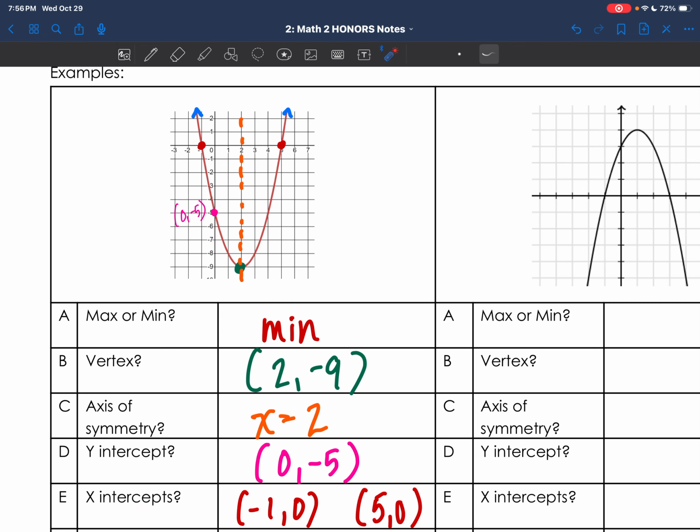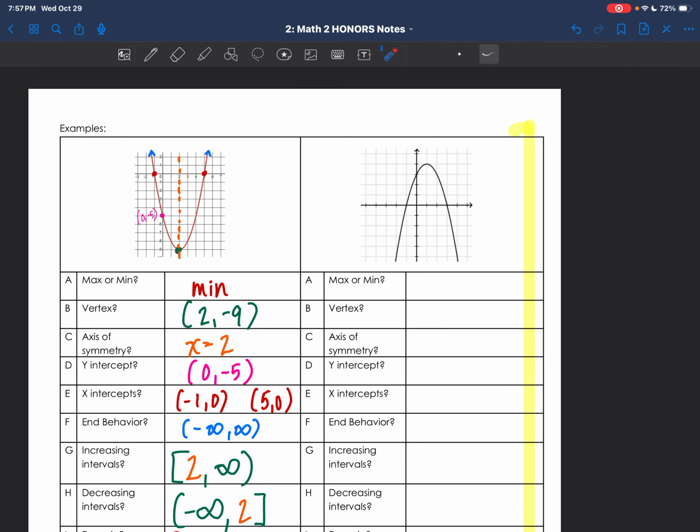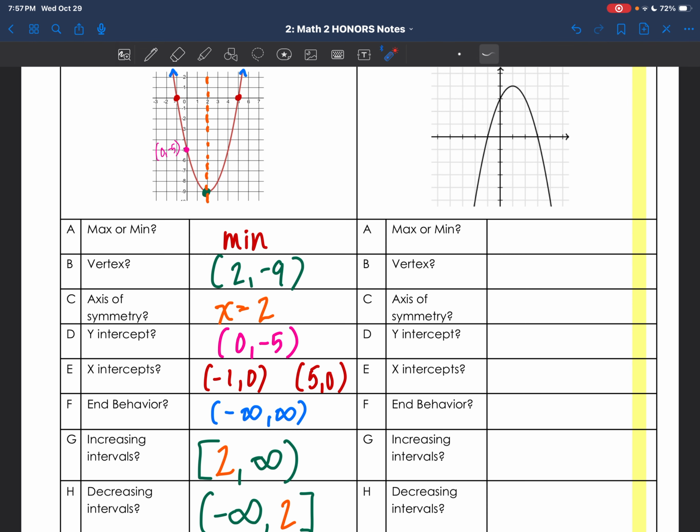Your x-intercepts are right here. Make sure you're looking at the axis. I've got -1, 0 and 5, 0. End behavior is where you're looking at the arrows. This is going to continue getting larger and larger, so it goes from -infinity to positive infinity. Increasing interval: it increases from here up, so remember, you're using the x value of your vertex, 2, and it's going to positive infinity.